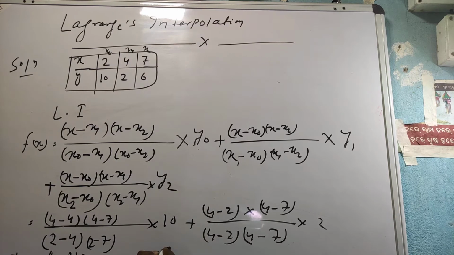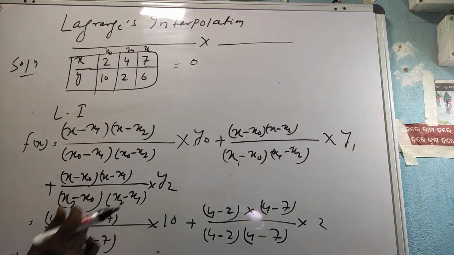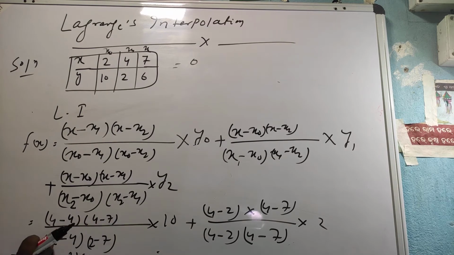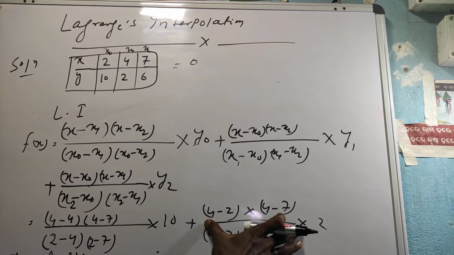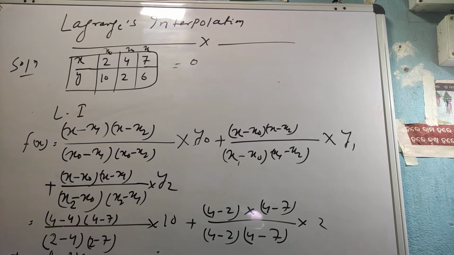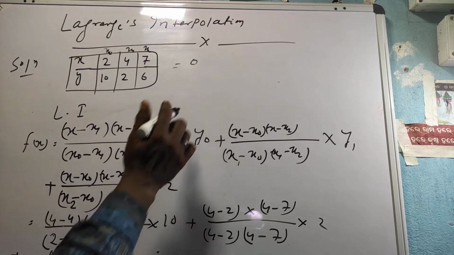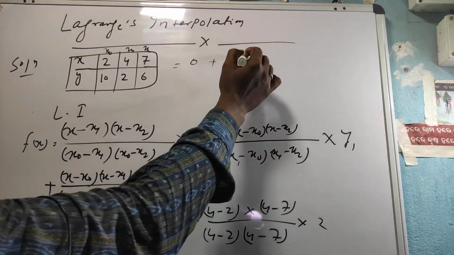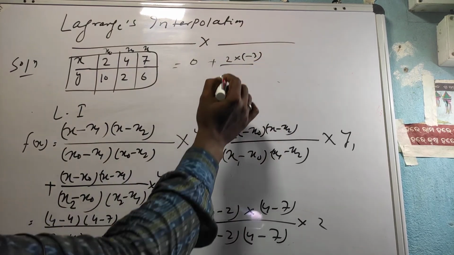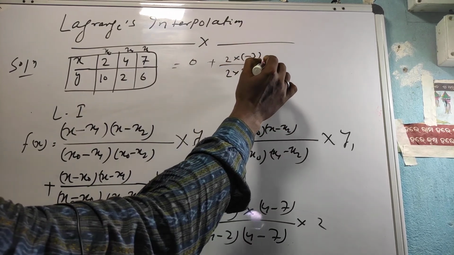So first of all I have to explain, this is the first term: 4 minus 4 is 0, 4 minus 7 is minus 3, 2 minus 4 is minus 2, 2 minus 7 is minus 5, into 10. You can calculate all of these steps in sequence and add them. So 4 minus 4 is 0, so you get the result 0. Then 0 plus this: 4 minus 2 is 2, into 4 minus 7 which is minus 3, divided by 4 minus 2 which is 2, into minus 3, into 2.